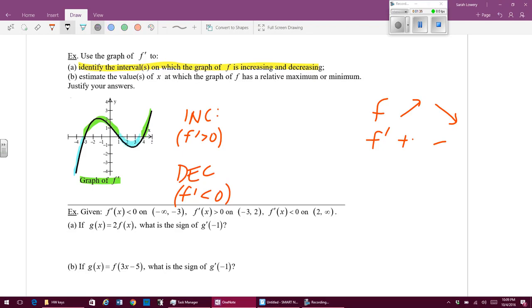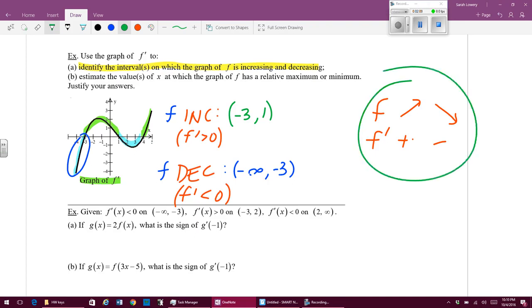So now using that exact same thing, I can now say that because it starts out being negative, my actual f is decreasing from negative infinity to -3 because this part of the graph is negative. And then f starts to increase from -3 to 1. Now remember, we're not looking at where f prime is increasing or decreasing. We're looking at the sign of f prime to tell us what f is doing, okay?